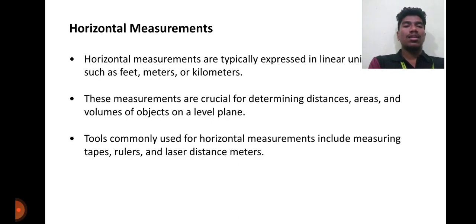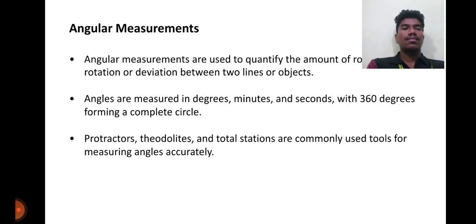Horizontal measurements are typically expressed in linear units such as feet, meters, or kilometers. These measurements are crucial for determining the distance, areas, and volumes of objects on a level plane. Tools commonly used for horizontal measurements include measuring tapes, rulers, and laser distance meters.